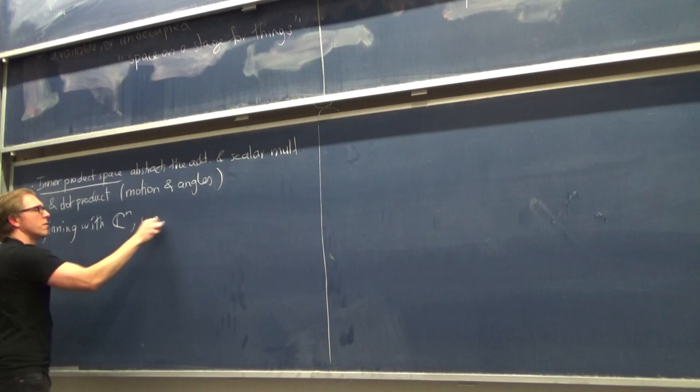So if we start again with Cn, what's the difference between Cn and Rn? The new structure which is present on complex numbers, which is not available for real numbers, is the complex conjugate, right? So there must be some notion abstractly which captures, in addition to the vector space structure on Cn, the operation of complex conjugation, and that's what Hilbert spaces do.